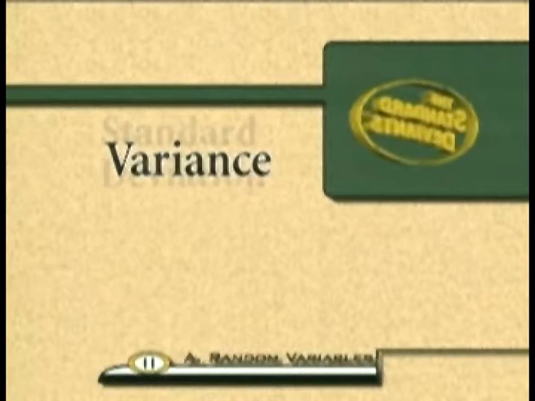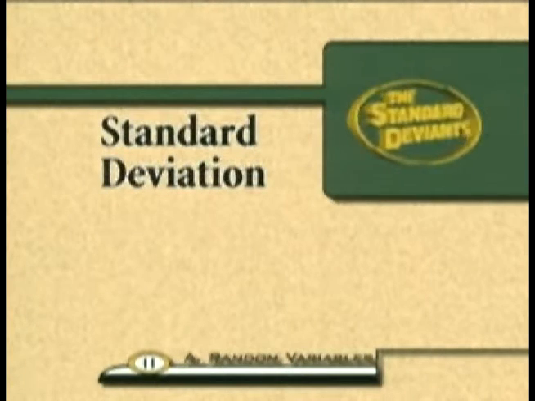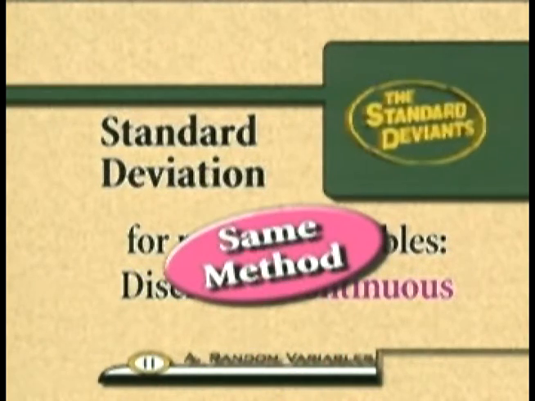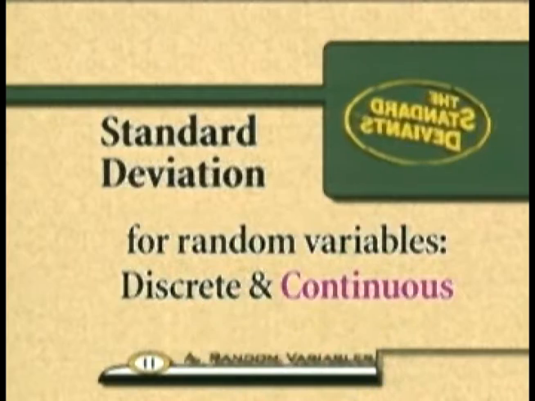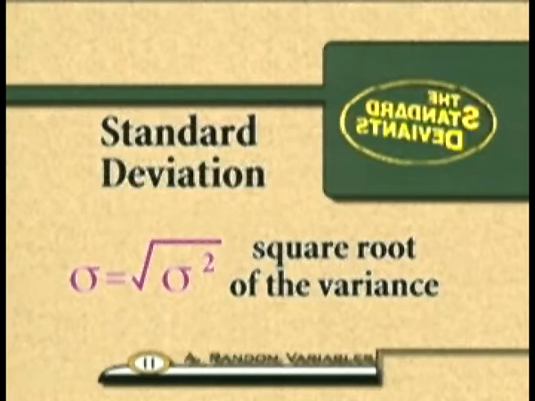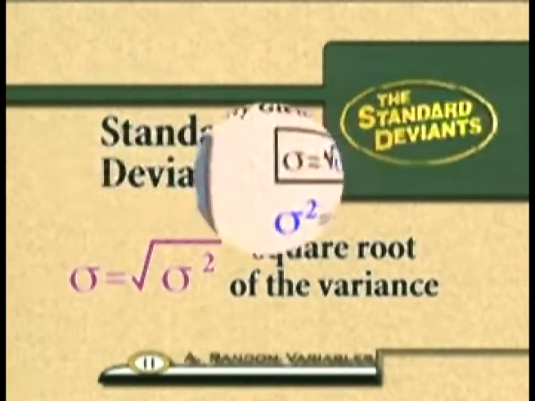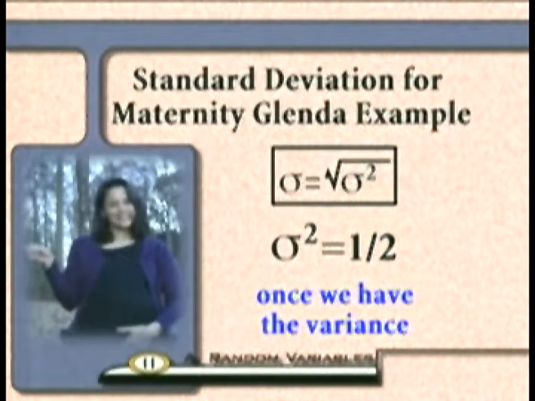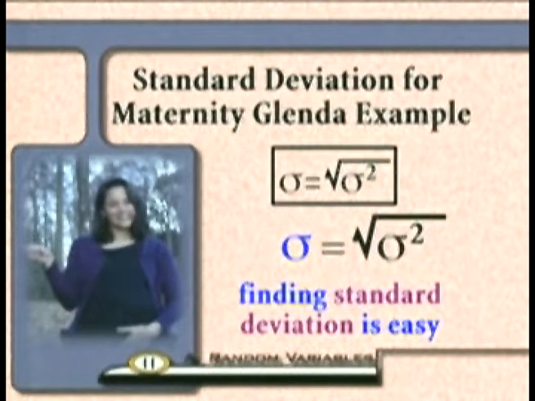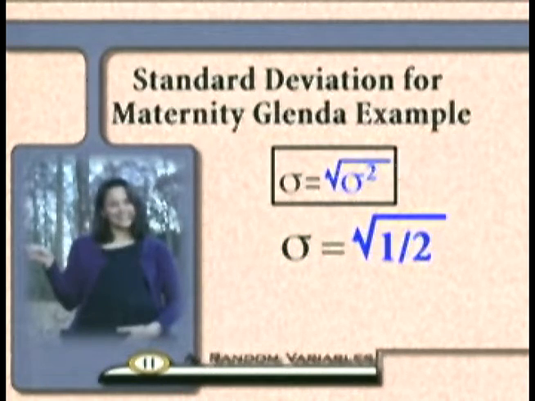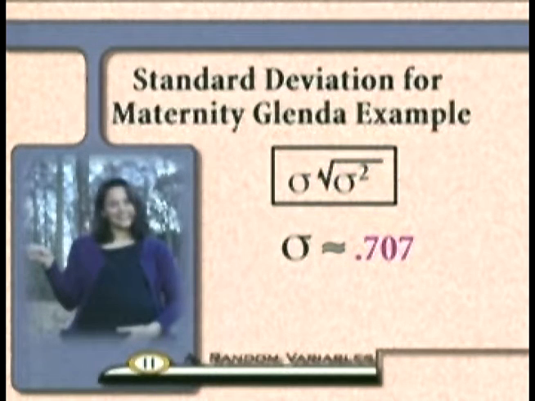Now that we've found the variance, let's try out that formula for standard deviation. For random variables, discrete and continuous, we use the same method as we did to find the standard deviation of a population. The standard deviation for a random variable, designated by the lowercase sigma, is simply the square root of the variance. The variance for the Maternity Glenda example is 1/2. Once we have the variance, finding the standard deviation is pretty easy. All you need to do is take the square root of the variance. We take the square root of 1/2, and we get roughly 0.707, which is the standard deviation for Maternity Glenda.